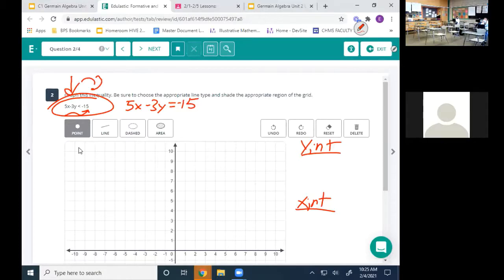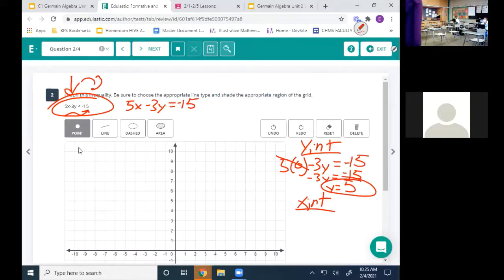Very good. So I'm going to plug 0 in for x: 5 times 0 minus 3y is equal to negative 15. 5 times 0 cancels out. We're left with negative 3y is equal to negative 15. Y is going to be equal to how much? 5. Good. So my y-intercept is going to be 5. I want you to take 30 seconds right now to calculate your x-intercept, plugging 0 in for y. Very good. Go ahead.